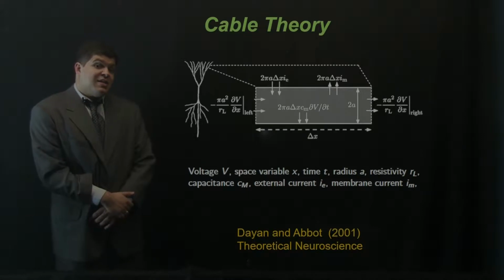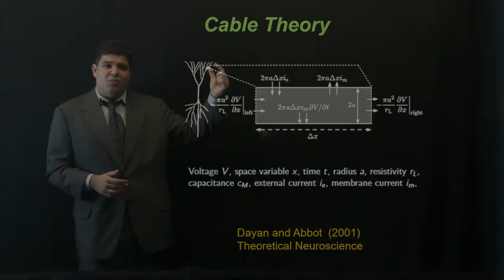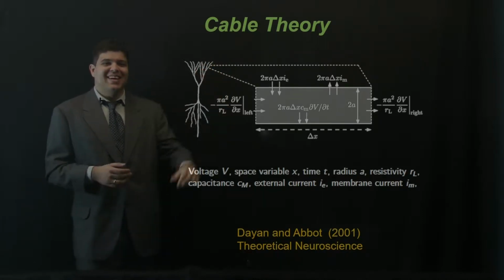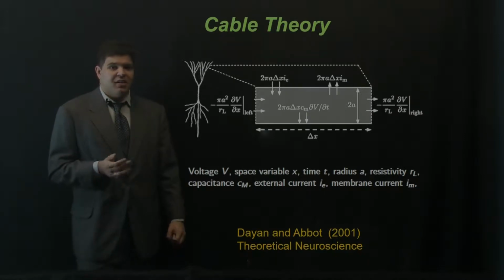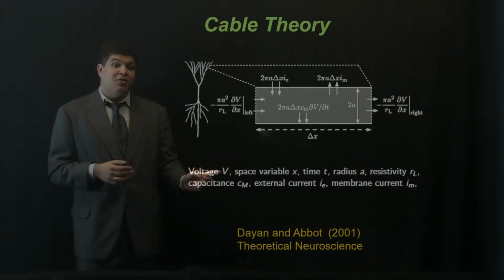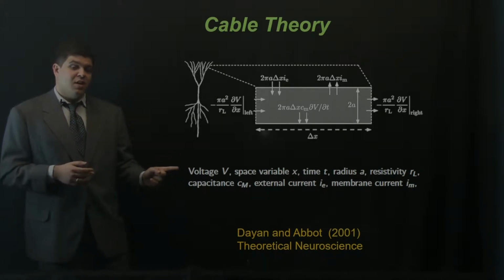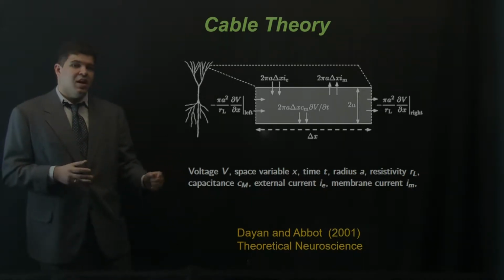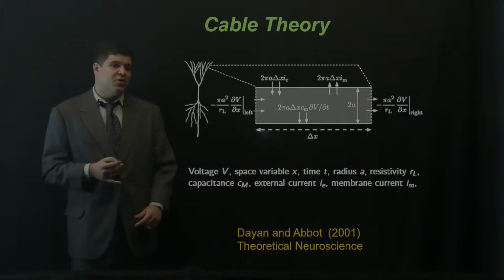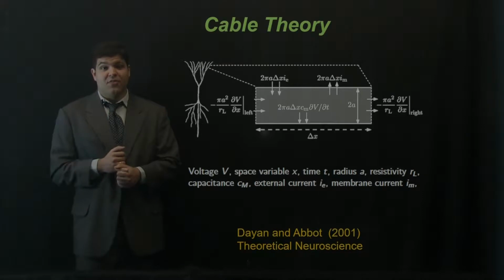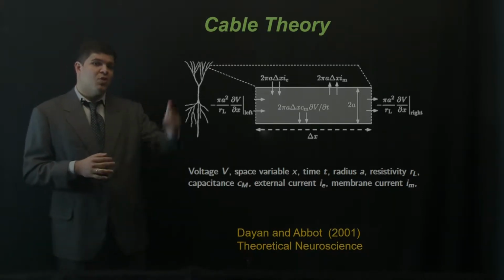And the idea is that, if this is our neuron, and if we zoom in on one of these cables, we can write a partial differential equation that models the spatio-temporal dynamics of the voltage V along the membrane of the neuron. Okay, so the variables here are the voltage V, that's what we're going to solve for. And we have the space variable x, so where we are in space.